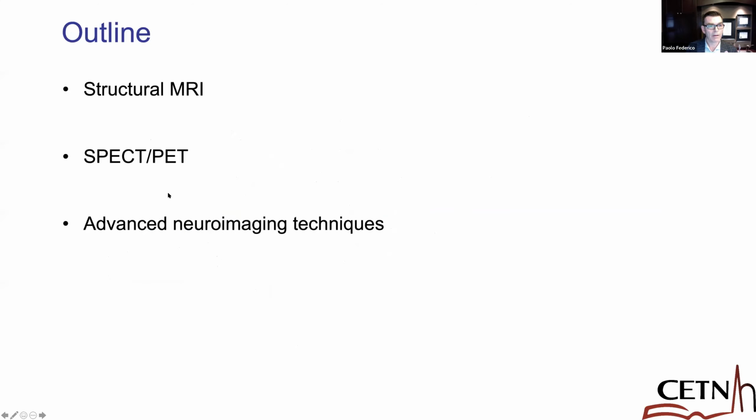So with that in mind, the outline of my talk will be about structural MRI first. And I'll actually talk about it first as it relates to outpatient investigations, first seizure, diagnosis of epilepsy, and so on. Then we'll talk about pre-surgical use of SPECT and PET. And lastly, I'll talk about advanced neuroimaging techniques, focusing on two specific techniques, EEG-fMRI and post-ictal arterial spin labeling MRI.